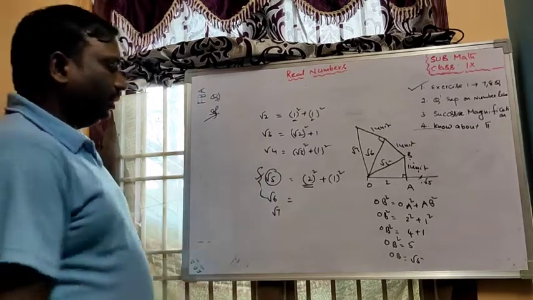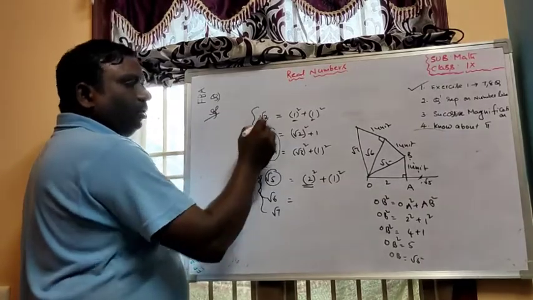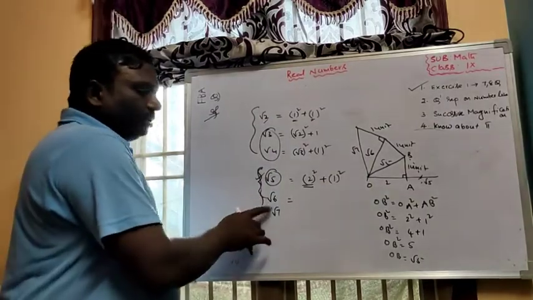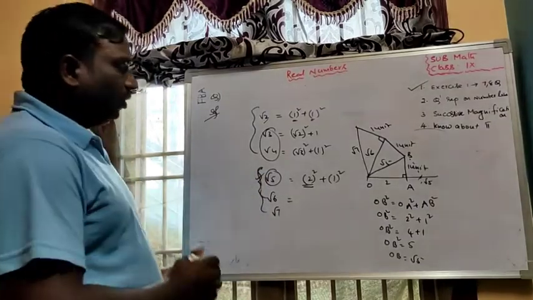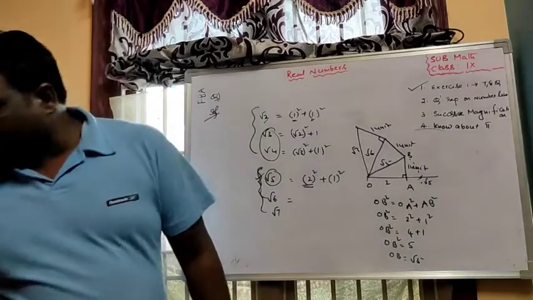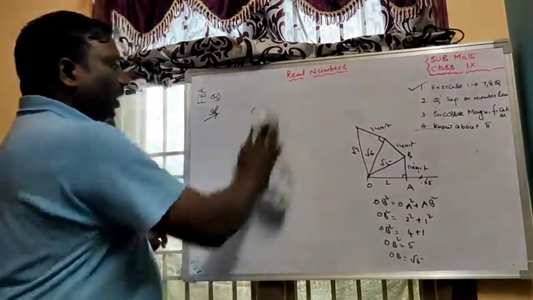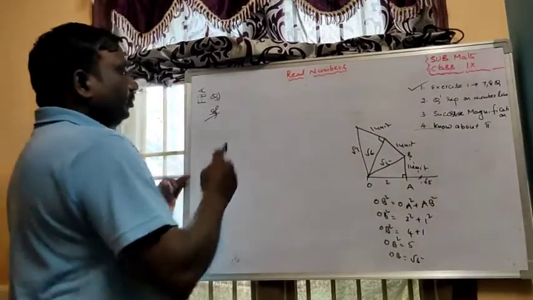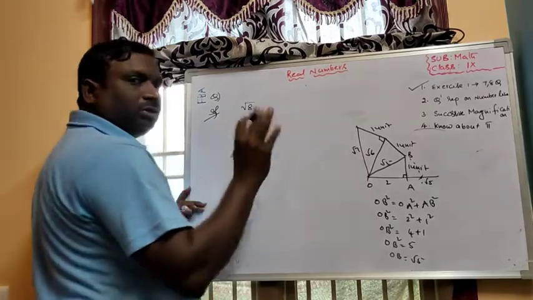What about root 8? To find root 3 and root 4, you need to find root 2. To find root 6 and root 7, you can start from root 5 onwards. What about root 8? How to find root 8 value on the number line? For root 8 on the number line, take 2 square plus 2 square.